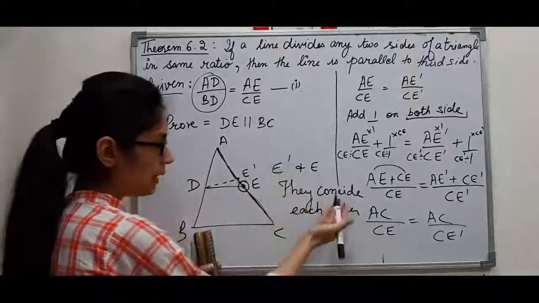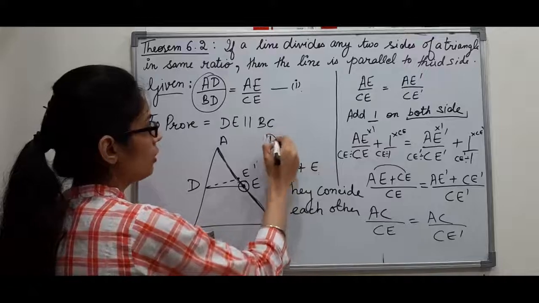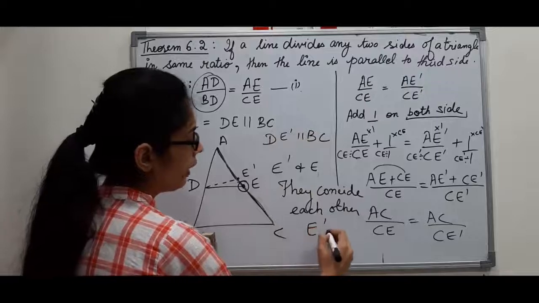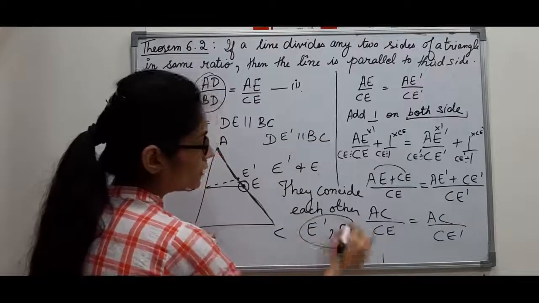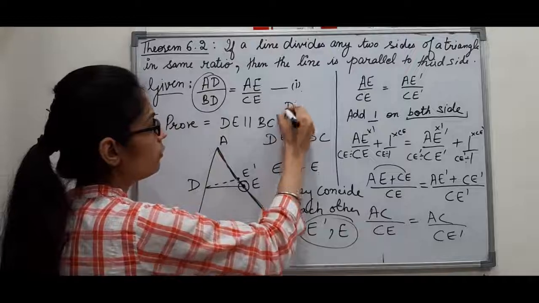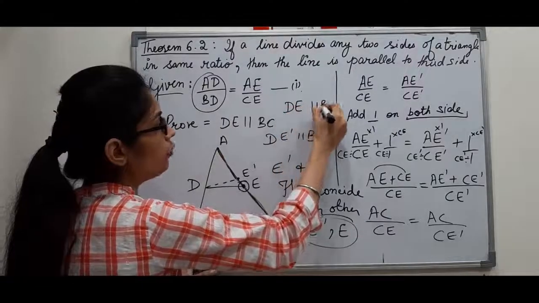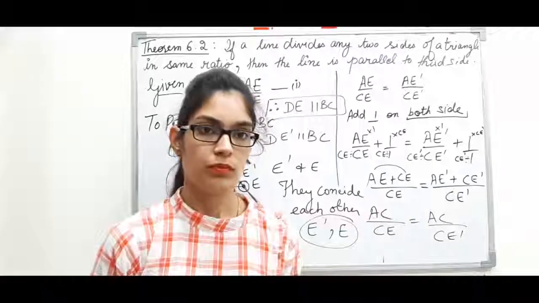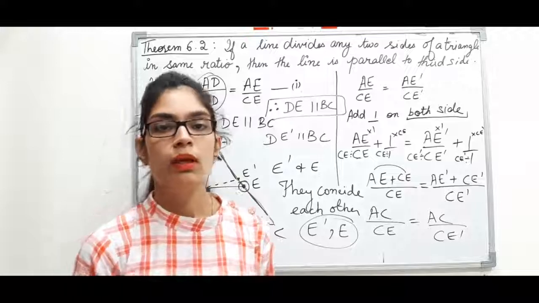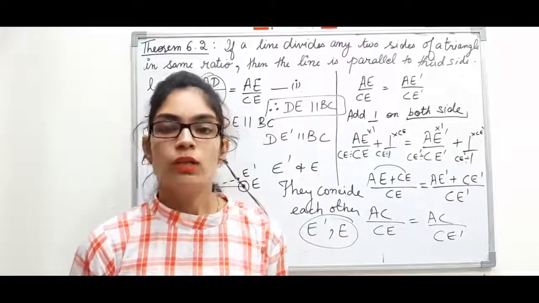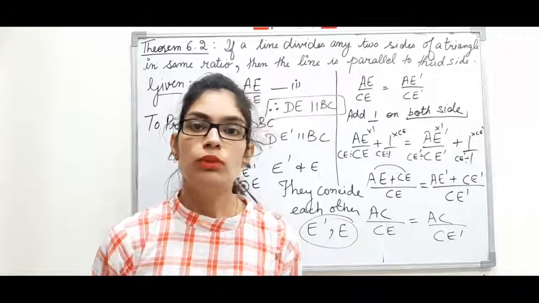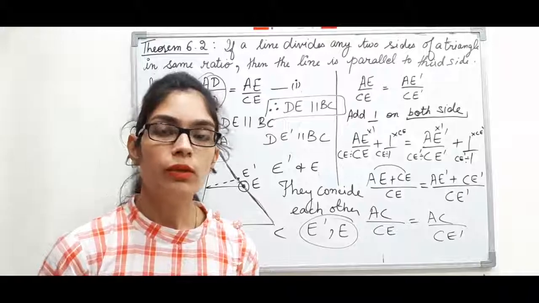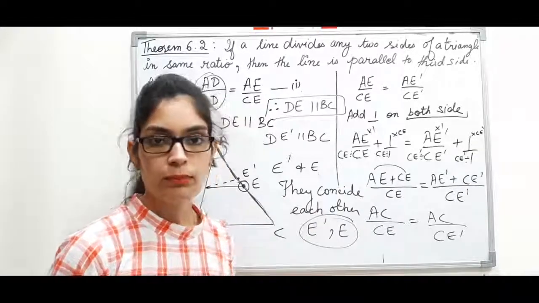So if they lie on the same point, as we know DE dash is parallel to BC, and if E dash and E are the same point, then we can write therefore DE is parallel to BC. So this was required and we have proved this. So now we have completed two theorems, 6.1 and 6.2. The results of these theorems we will use while solving the questions. I will do the questions based on these theorems in the next video.